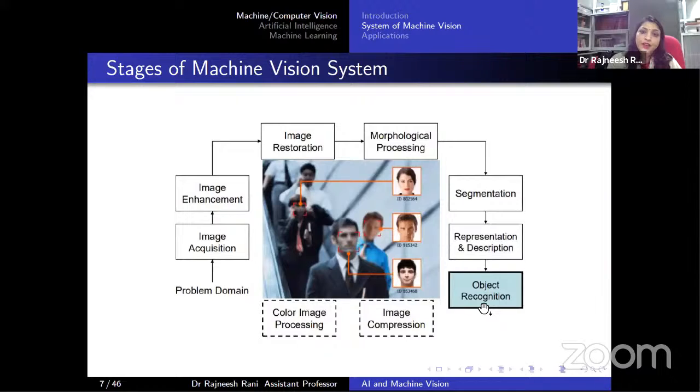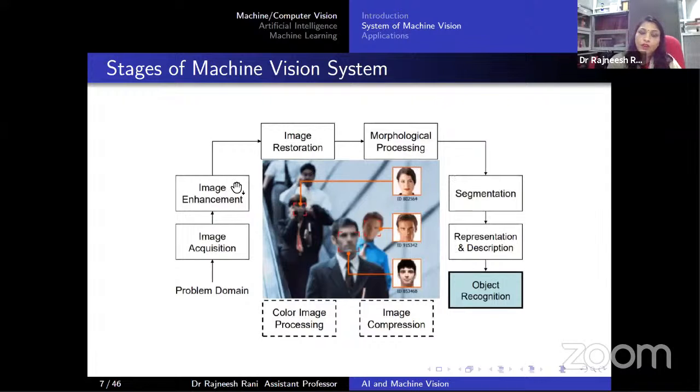That is called object recognition. For example, here in this particular image, this is a photograph, and a number of people are there. We first segment the face part from the whole image, then we extract some features from these faces, and then we recognize that this particular face is of this person, and this particular face is of this person. So these are the main stages of the machine vision system.